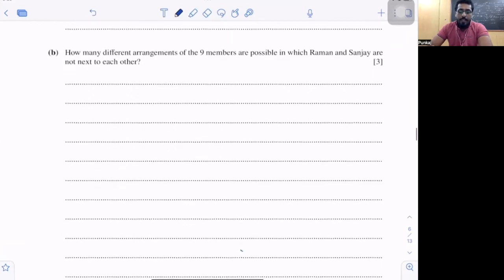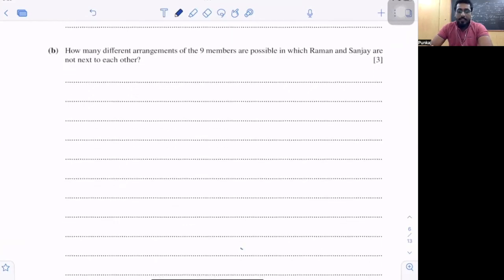How many different arrangements of the 9 members are possible in which Raman and Sanjay are not next to each other? Very important question, students. Try and understand this question very carefully. Now, you don't want Raman and Sanjay to stand next to each other. So they should always be separated from each other, right? So Raman and Sanjay should be always separated.